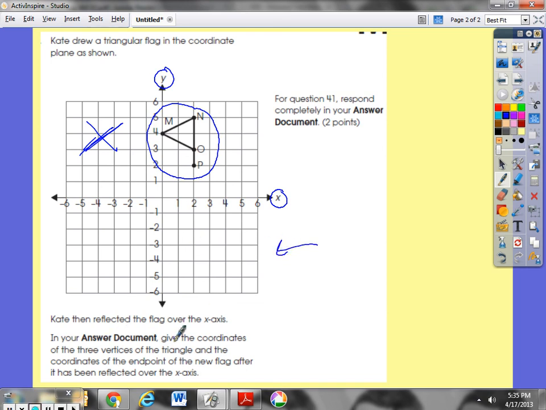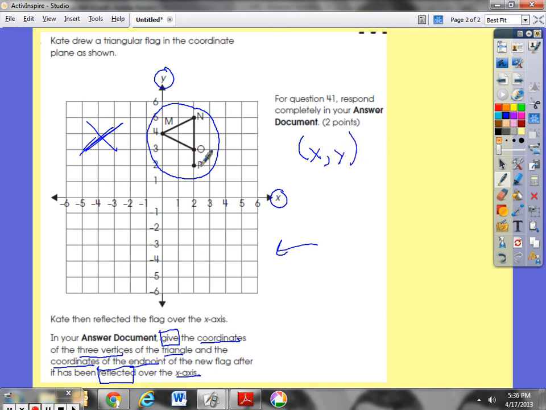In your answer document, give the coordinates of the 3. So give is the verb. What must I give? The coordinates of the 3 vertices of the triangle and the coordinates of the endpoint of the new flag after it has been reflected. So there's my verb, reflected over what? The x-axis. Okay, so whenever I reflect over the x-axis, I always have an x and a y value.